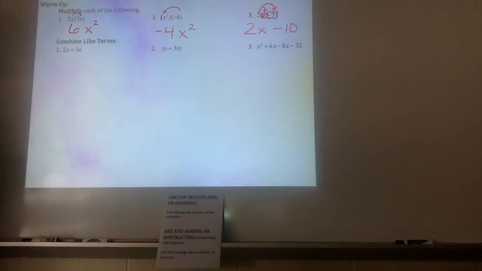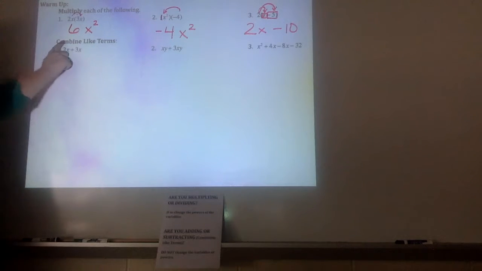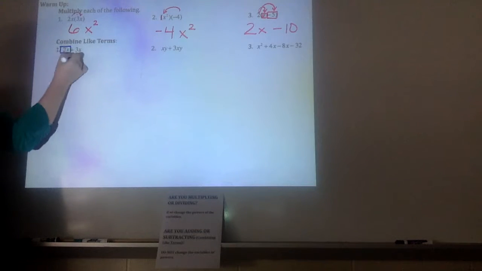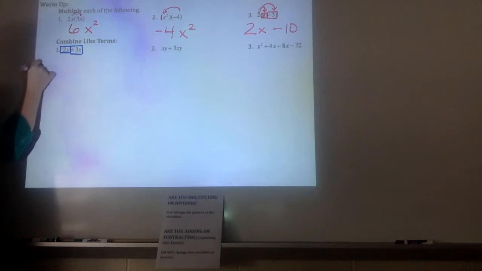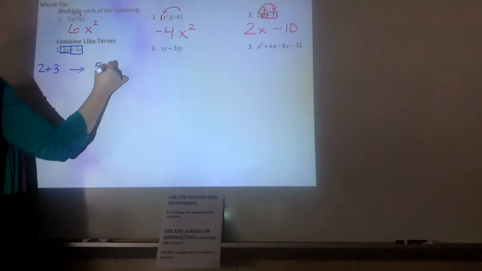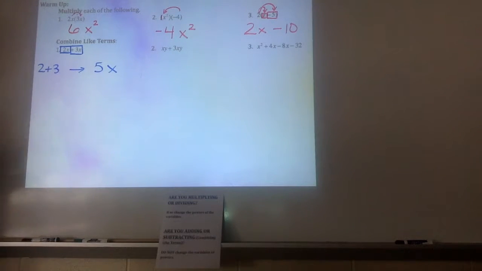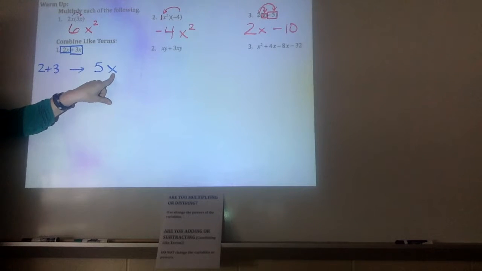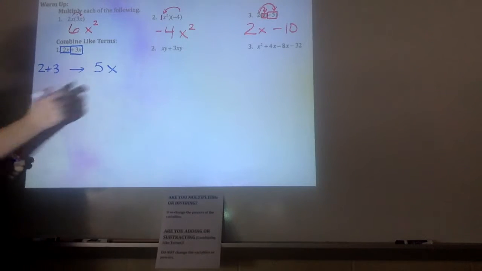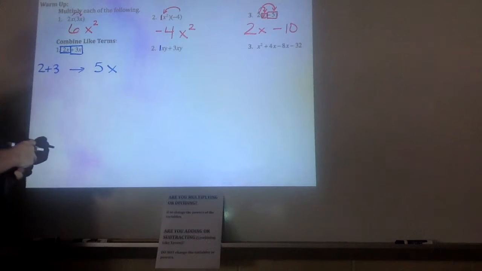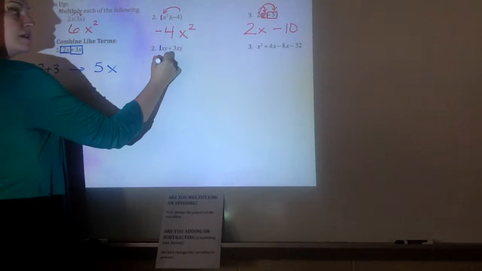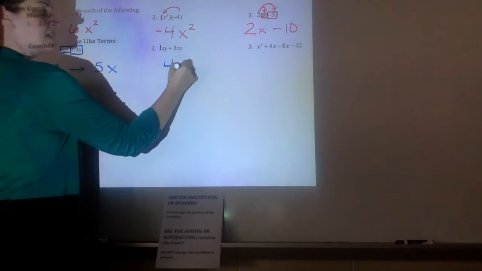The next part of the warm-up involves a review of lesson 3, combining like terms. If I look at number 1, I can clearly see that I have 2 terms. 2 plus 3 in the calculator or your brain is 5. Last name is x. Notice I did not change this to x squared because I'm combining people in the same family. Number 2, xy has a first name of 1. That is its coefficient. 1 plus 3 is 4. Same last name, xy.